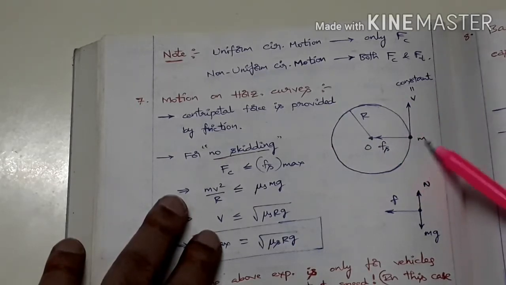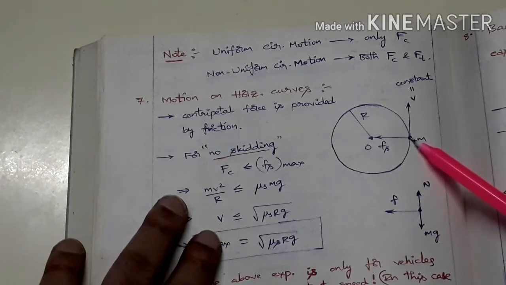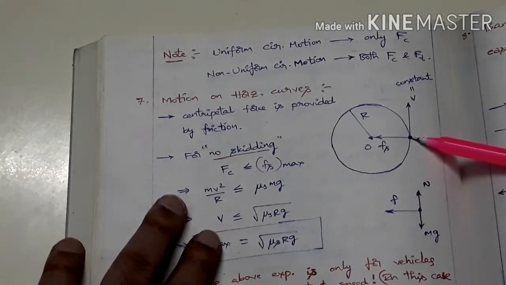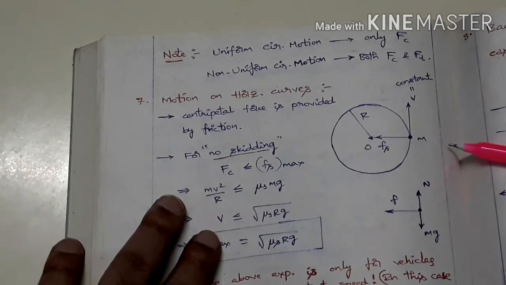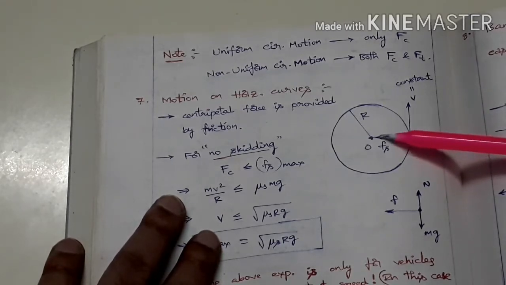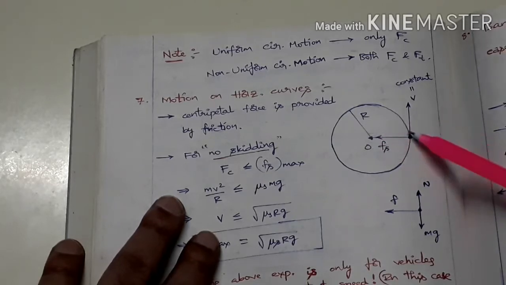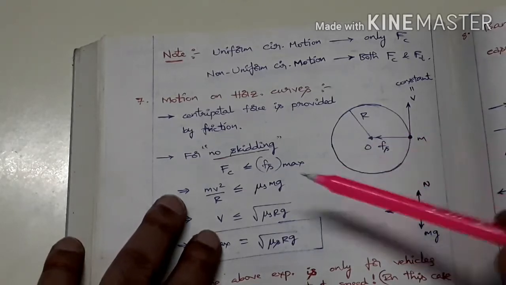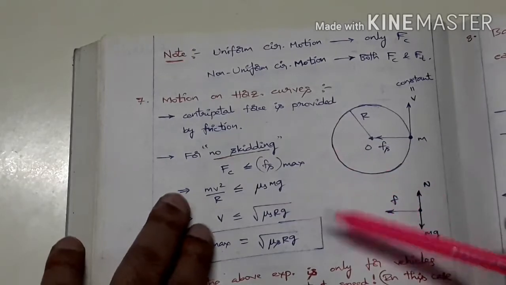Okay, and who is providing it here? If this body has a tendency to skid away, in which direction is it skidding away? Away from the center along the radius. So frictional force will be acting towards the center along the radius in this direction. Body skidding in this direction, frictional force in this direction. So for no skidding, what is the case here?